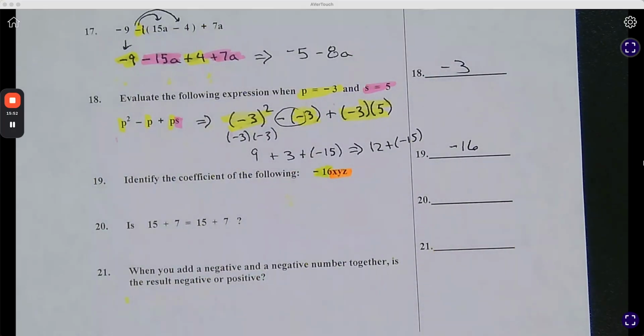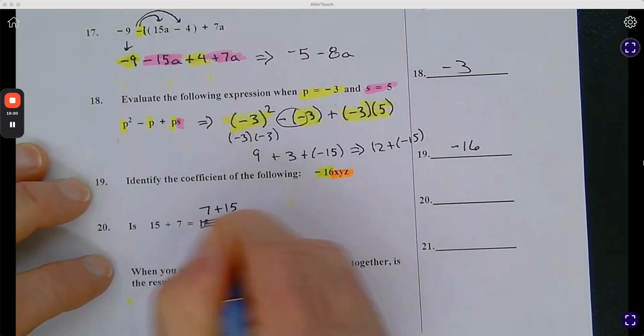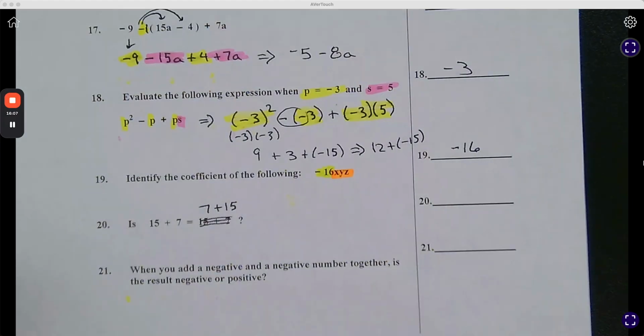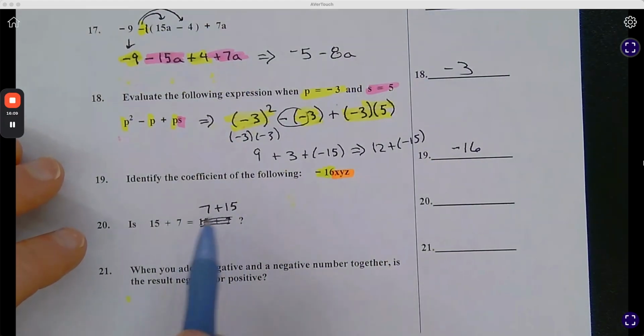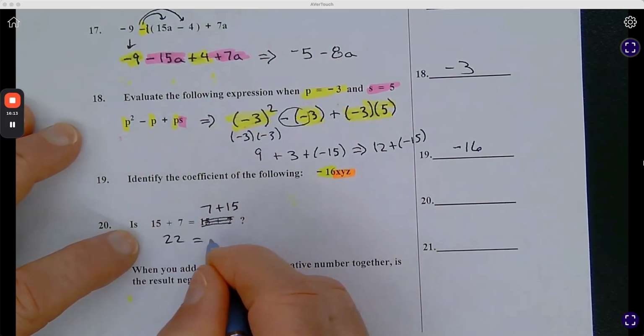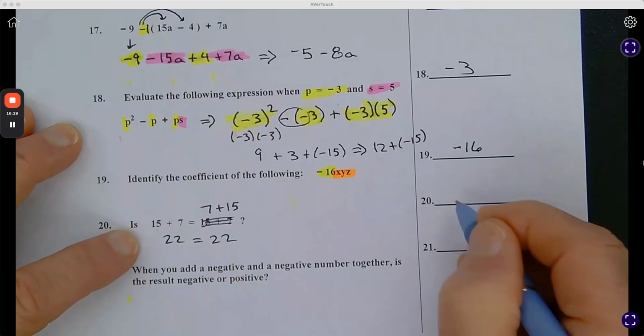Is 15 plus 7 the same as 15 plus 7? What? I think that should say 7 plus 15. I will change that. So when you get your PDF handout, when you download that and print it out for your class or your child or for you, then I will already have that changed. 15 plus 7 is 22. 7 plus 15 is also 22. Okay? So yes, they're the same.